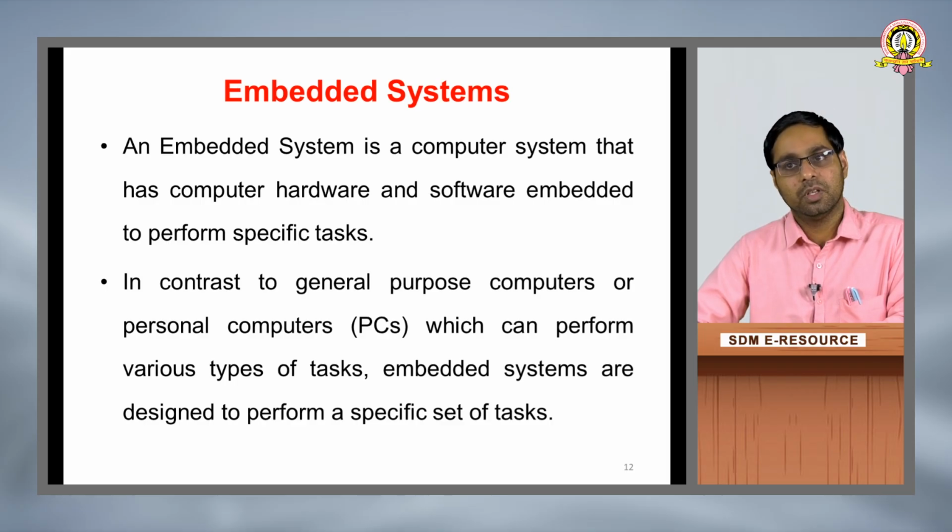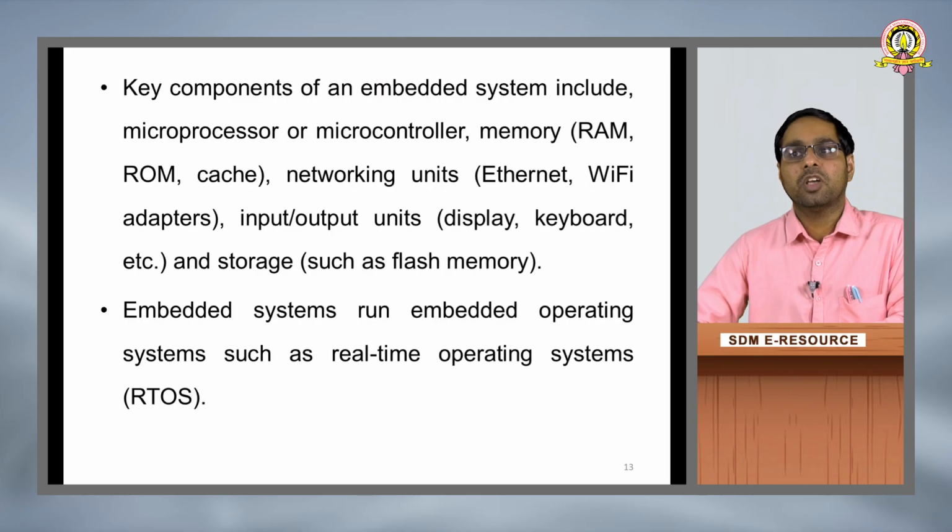Key components of an embedded system include a microprocessor and microcontroller, memory which includes RAM, ROM and cache, and networking units like Ethernet and Wi-Fi adapters. An embedded system also includes input-output units such as a display and keyboard, and it contains storage like flash memory. It runs a special kind of operating system called a real-time operating system.